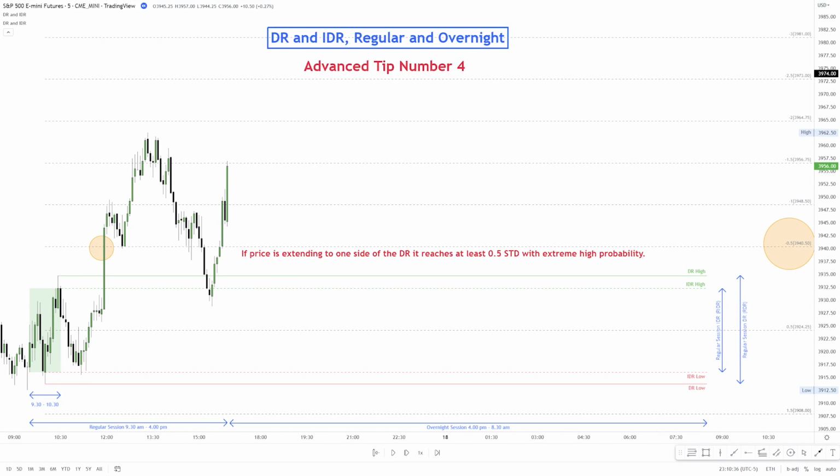Advanced tip number 4. This is about finding high probability targets for your trades without using any other model for it. Once price action goes above one side of the DR, it reaches the 0.5 standard deviation with extremely high probability, which gives you a low-hanging target for your profit taking. If you study ICT teachings, you will be amazed how well the target projections from the IDR and PD arrays work together. So I highly recommend using both in combination to maximize your profits.